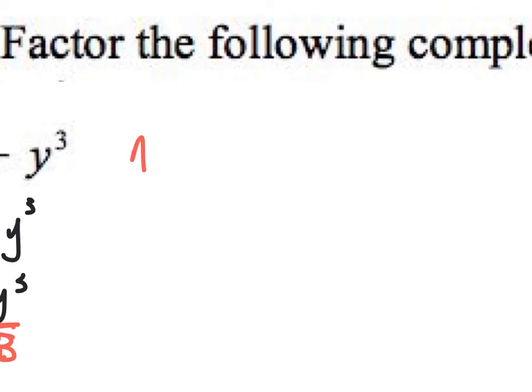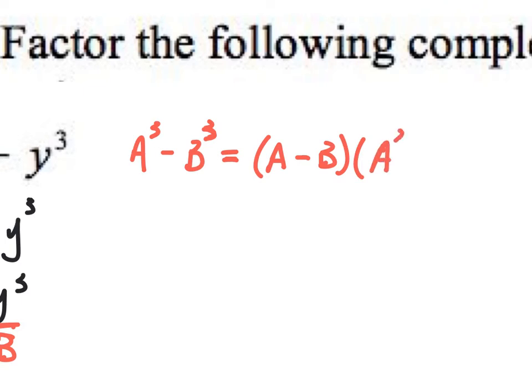If I have A cubed minus B cubed, this will factor to the following. This will factor out to A minus B, so same sign, times A squared, opposite sign, plus A times B, and then plus B squared, always positive. And that's that. So that's how we do that.